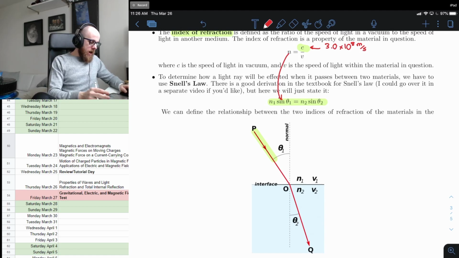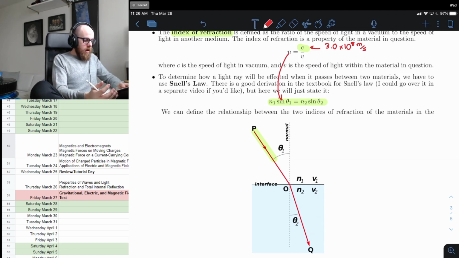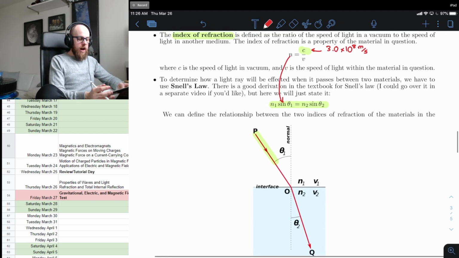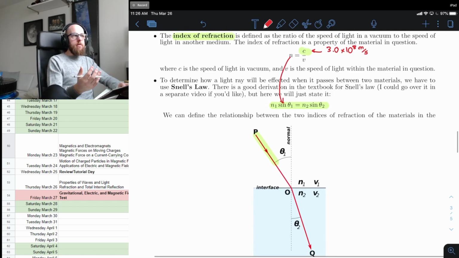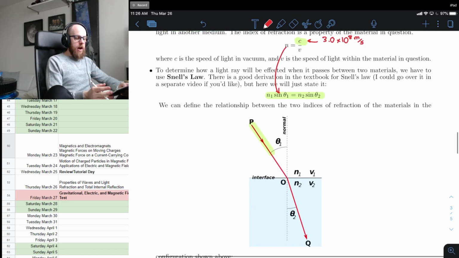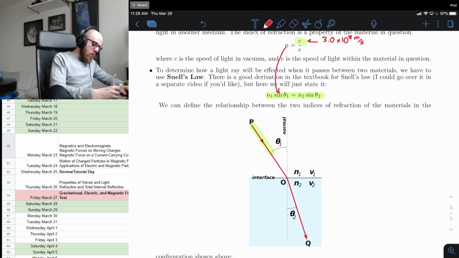Okay, so to define what's going on here, N1 is just the index of refraction of our incoming medium. N2 is the index of refraction for our outgoing medium. And then theta 1 and theta 2: theta 1 is the angle of incidence, and theta 2 is our angle of refraction.